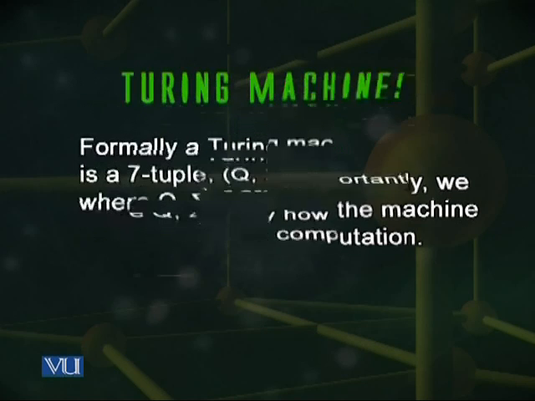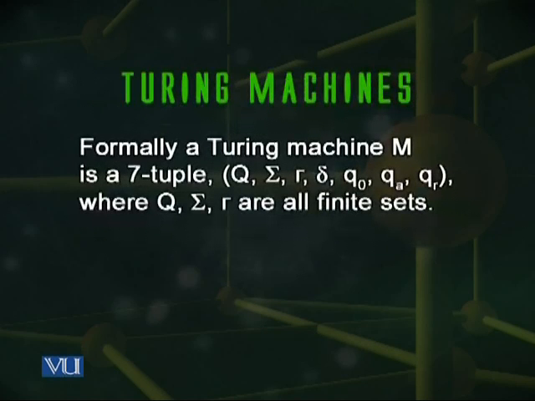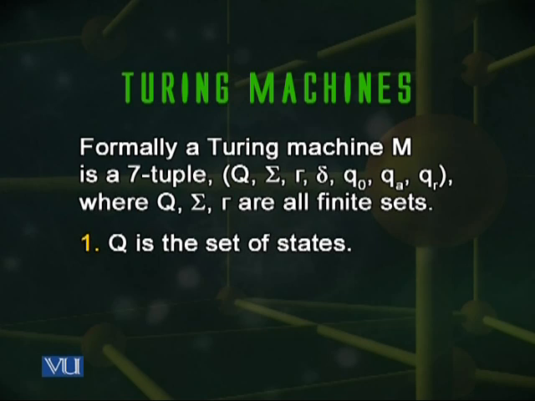Let us look at the formal definition of a Turing machine. Formally, a Turing machine M is going to be a 7-tuple Q, sigma, gamma, delta, q0, qA, and qR, where Q, sigma, and gamma are all going to be finite sets. Q is going to be the set of states of this Turing machine.